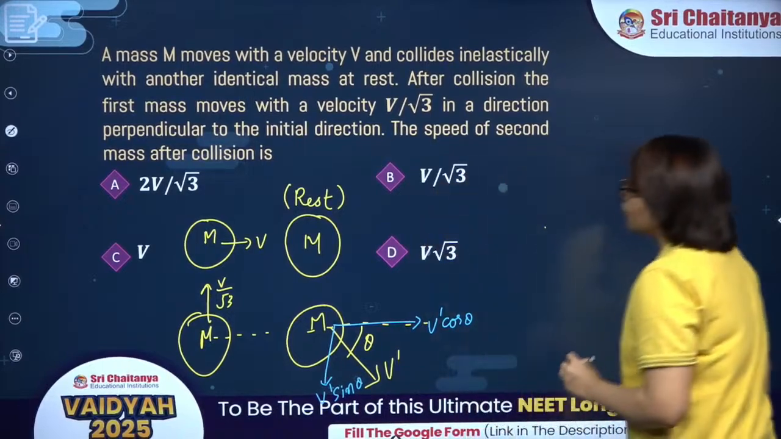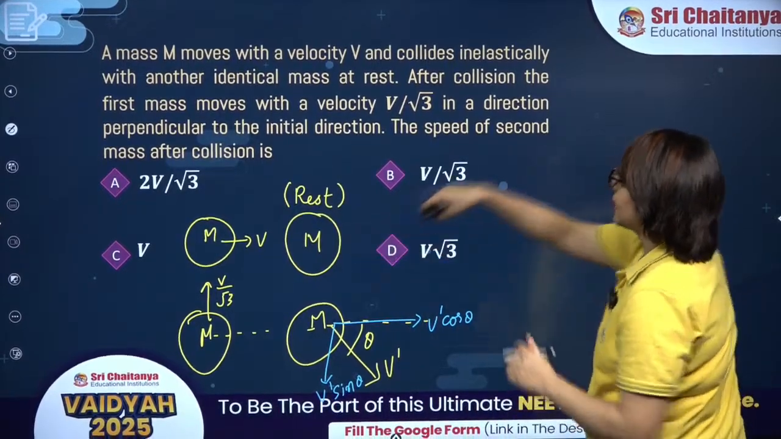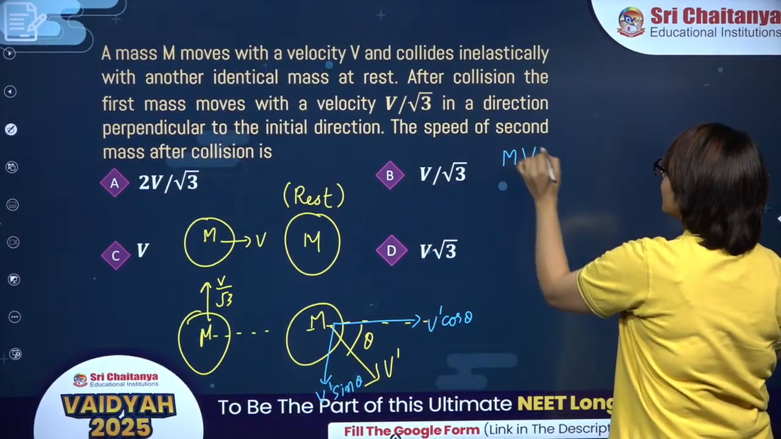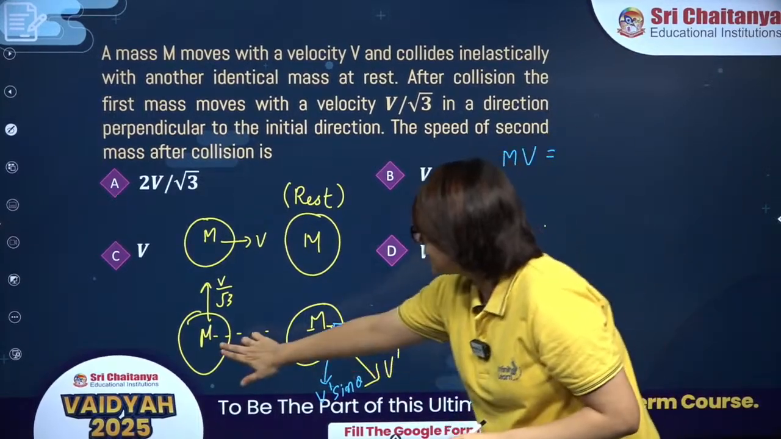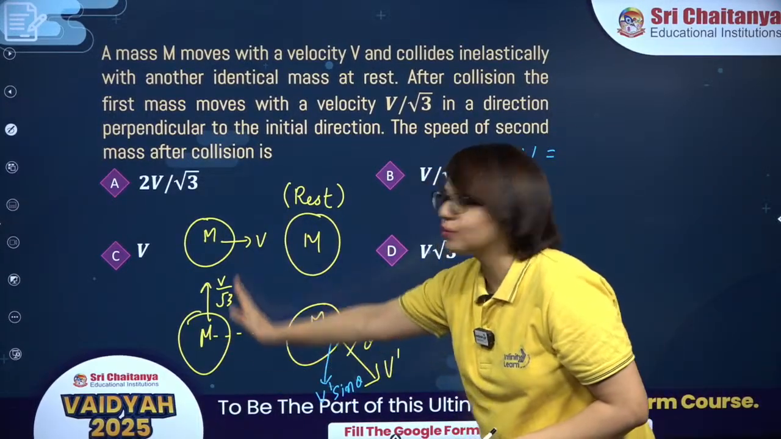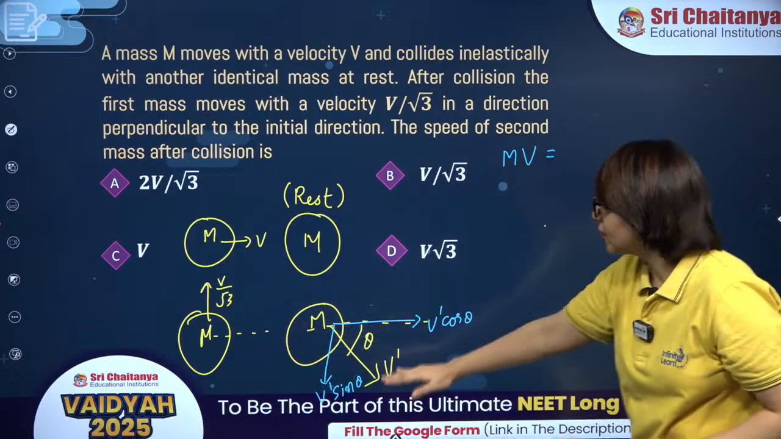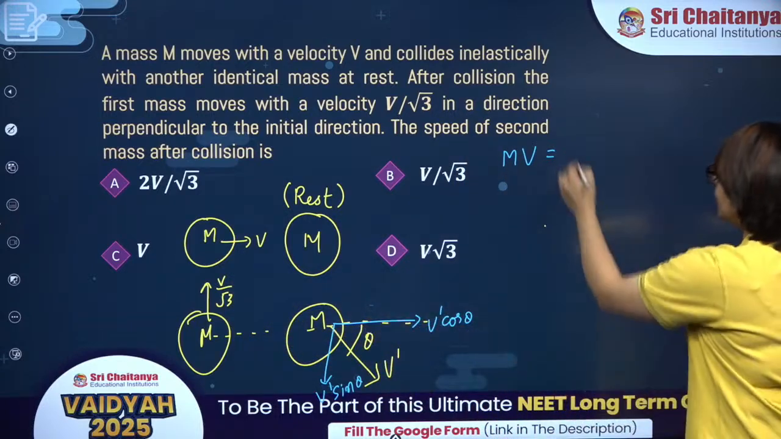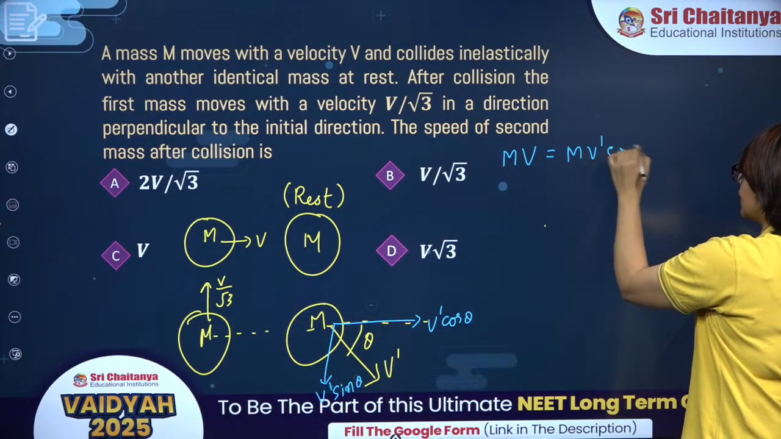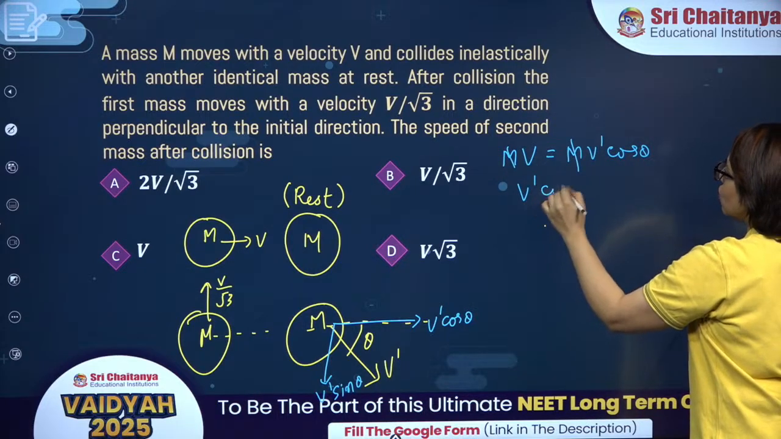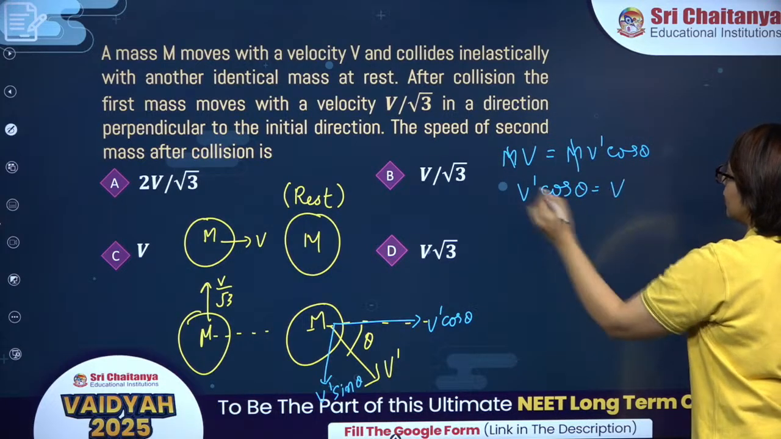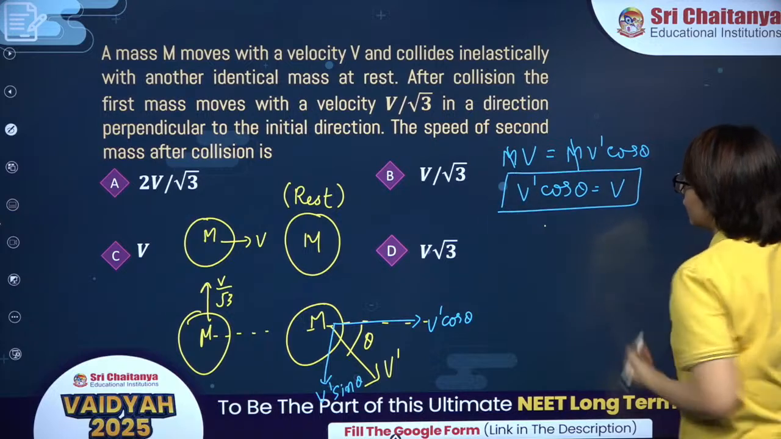Now what is the initial momentum along x-axis? M into v, and it should be equal to final momentum along x-axis. The first mass has zero momentum along x-axis because its velocity is along y-axis. And this will be m v dash cos theta. So from this one you have v dash cos theta as v. This is the first equation.